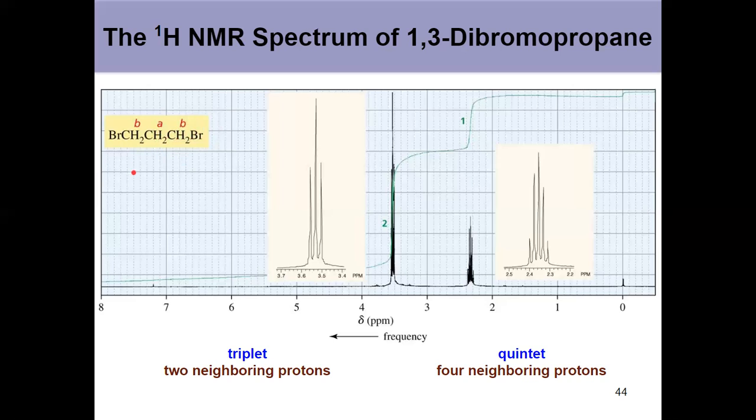Our integration should be in a 1:2 ratio. Okay? It's 2:4 overall, but remember it's the simplest ratio. And sure enough, we see that 1:2. Now, what should our signals be?